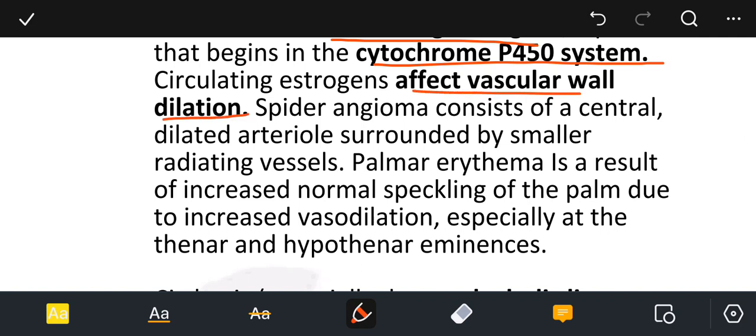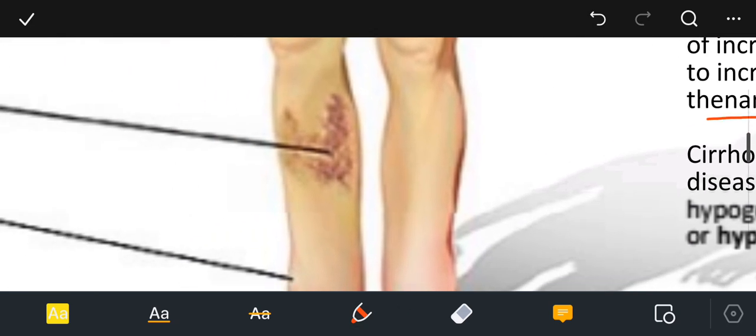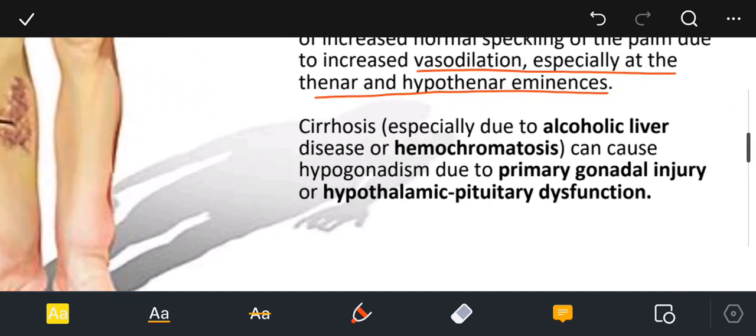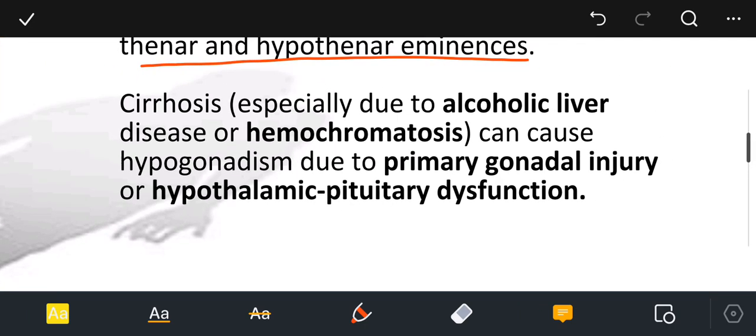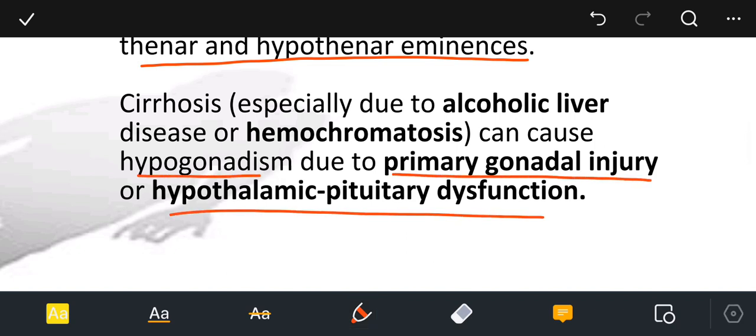Spider angioma consists of central dilated arterioles surrounded by smaller radiating vessels. Palmar erythema is a result of increased normal speckling of the palm due to increased vasodilation, especially at the thenar and hypothenar eminences. Cirrhosis, especially due to alcoholic liver disease or hemochromatosis, can cause hypogonadism due to primary gonadal injury or hypothalamic pituitary dysfunction.